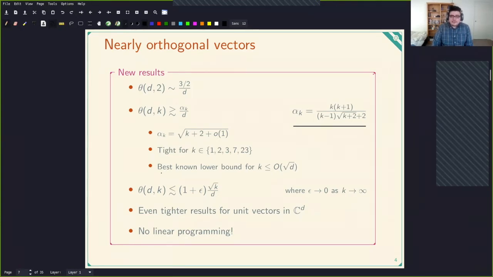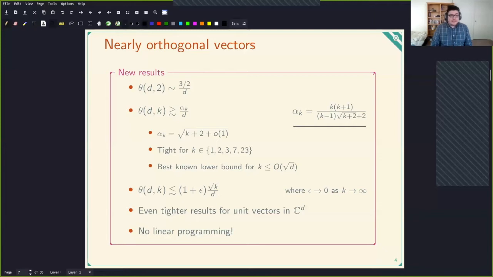And furthermore, it's an improvement over the Welch bound and the best known general lower bound as long as k is at most some constant times the square root of d. So for k between 2 and some constant times square root of d, we do get a strict improvement. Another thing that I'm not going to talk about today, I'm going to focus on this lower bound, is that square root of k over d is asymptotically correct. So for large enough k, you can always find arrangements of d plus k vectors that are at most 1 plus epsilon times square root of k over d close to being orthogonal.